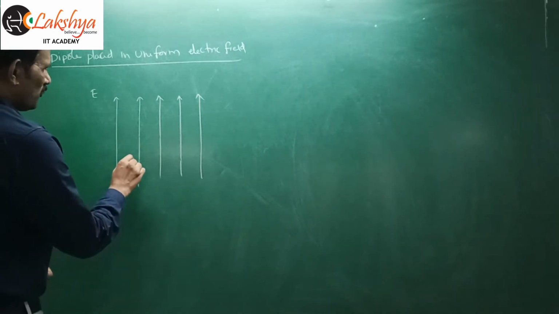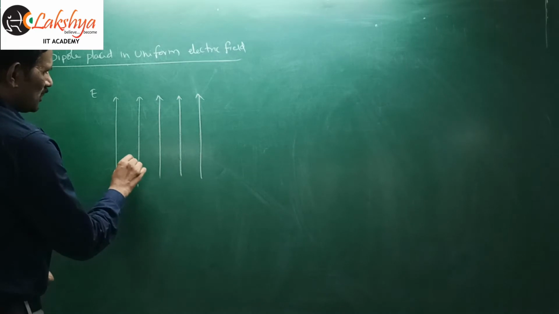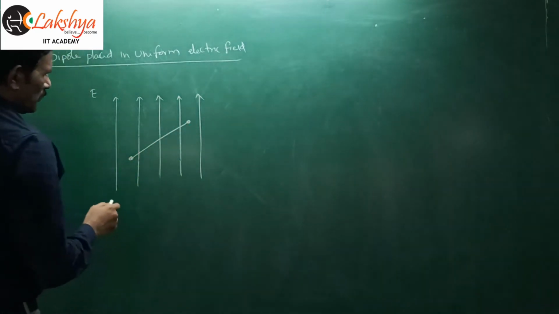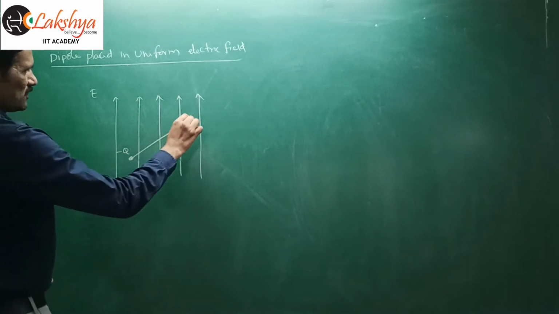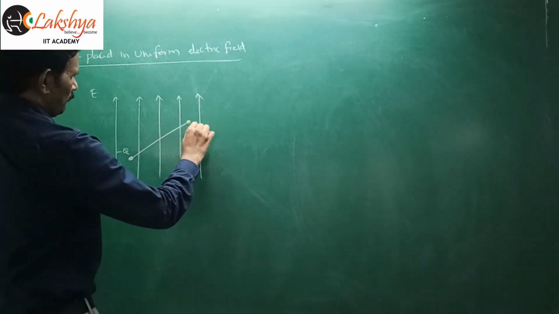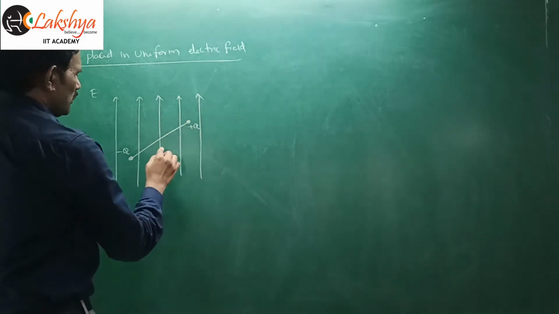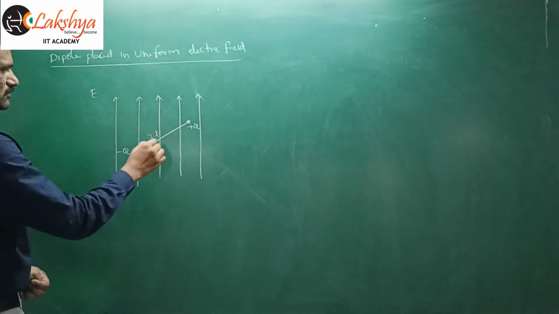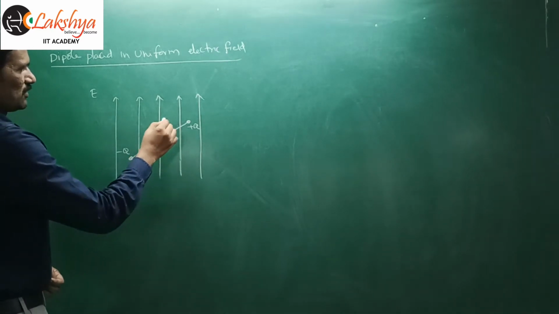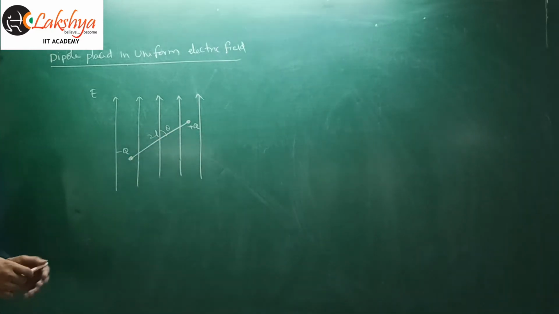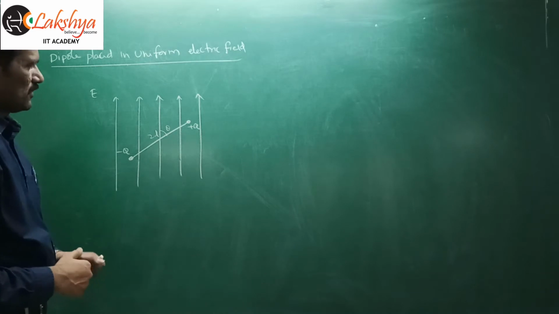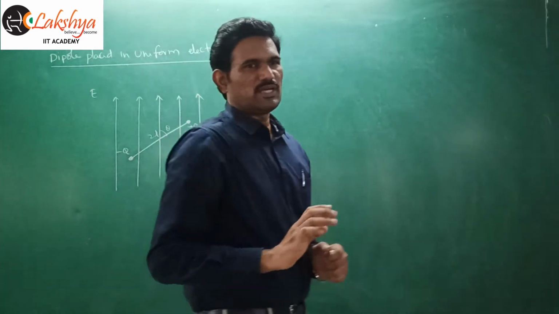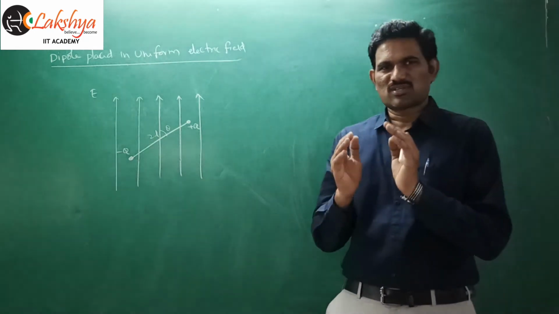Now in such a uniform electric field, suppose I consider a dipole placed here. This is minus q and this is plus q. The length of this dipole is, say, 2L, and this angle I am taking as theta. Now the dipole is placed like this, with a negative charge and a positive charge. Let us discuss first the positive charge.